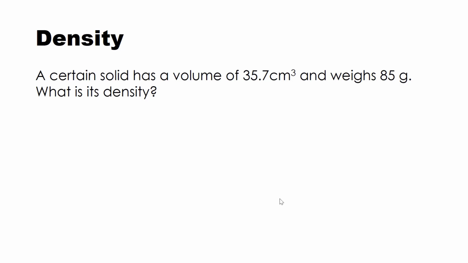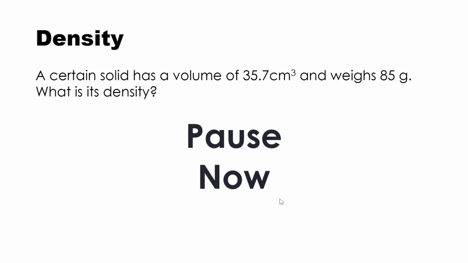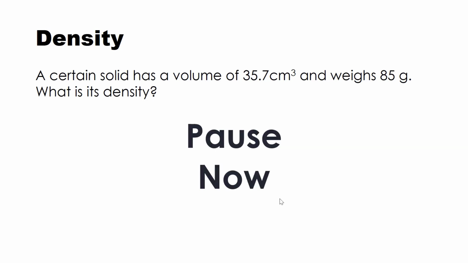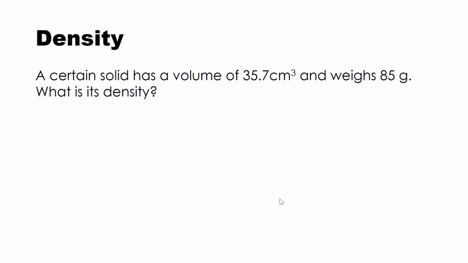A certain solid has a volume of 35.7 cubic centimeters and weighs 85 grams. What is the density? I would like you to pause the video, work that out, see what your answer is, record it to the correct number of sig figs, and then we'll check your answer. Okay, welcome back. The correct answer is 2.4 grams per cubic centimeter. Hope you got it right.